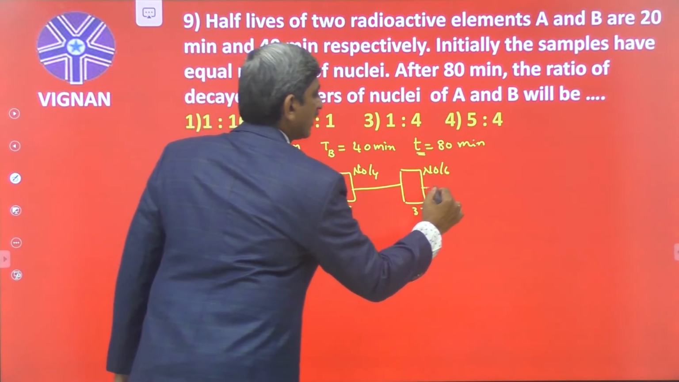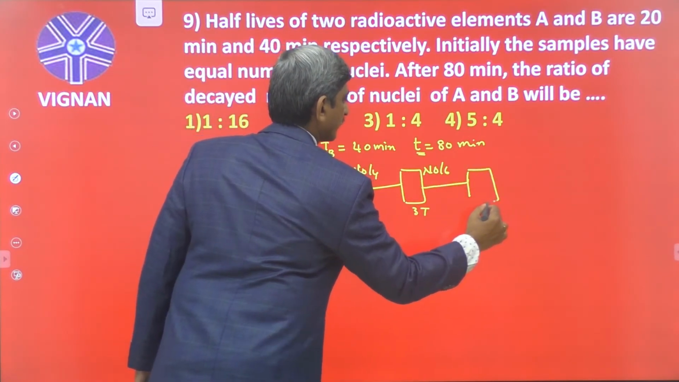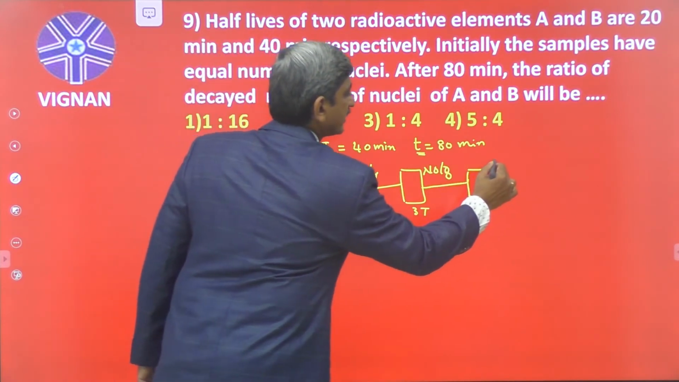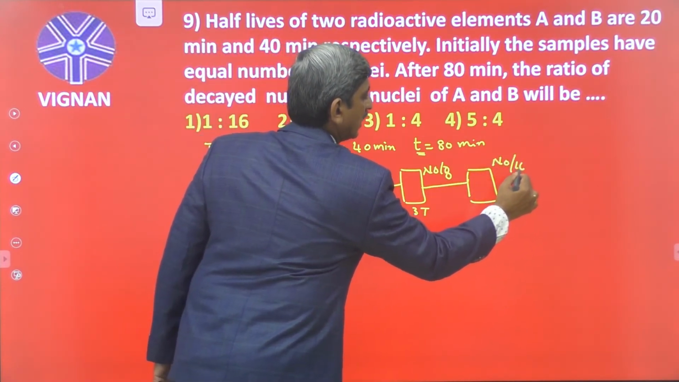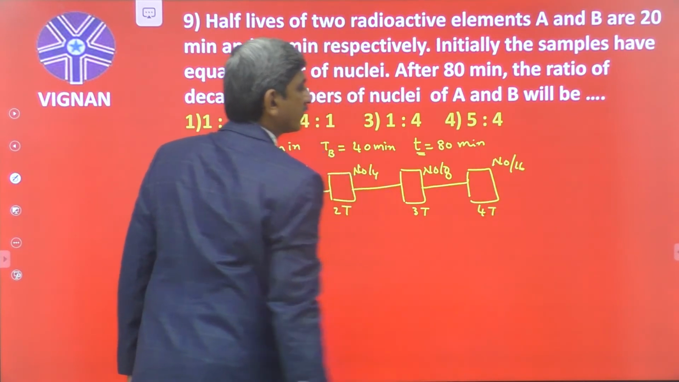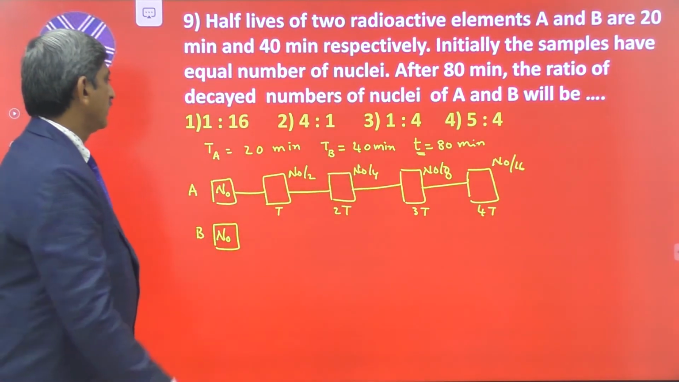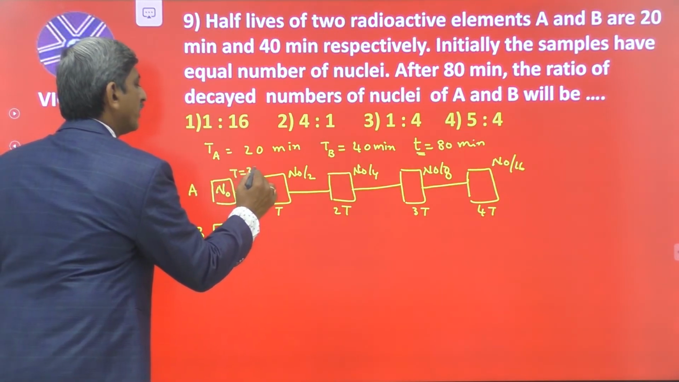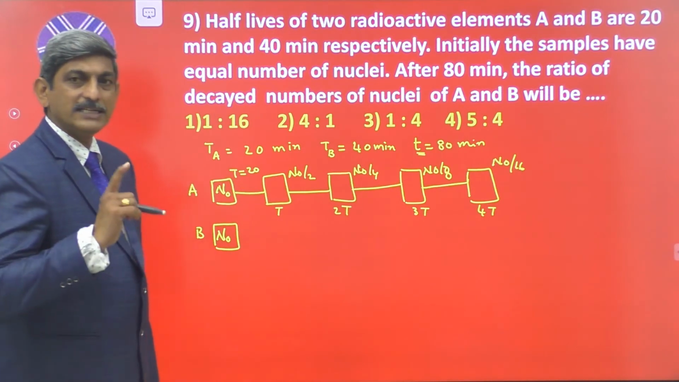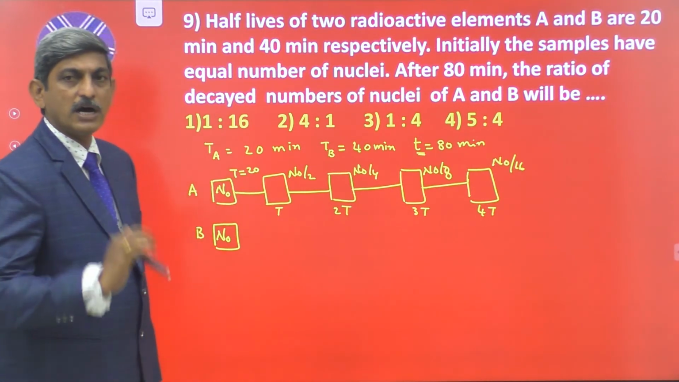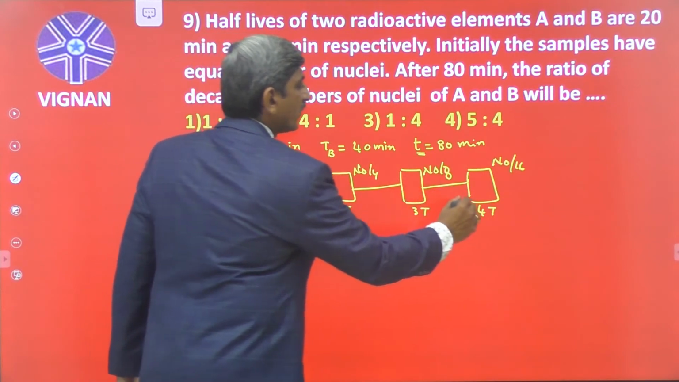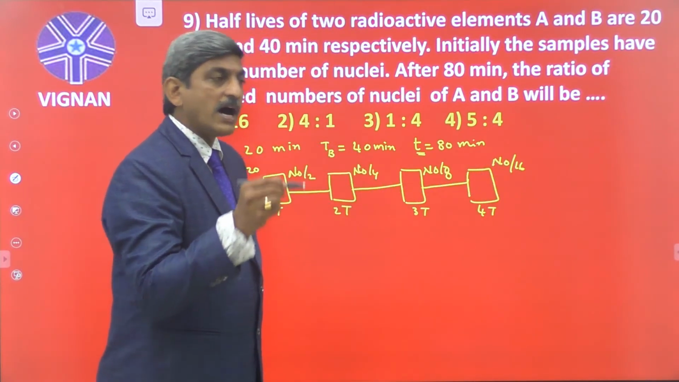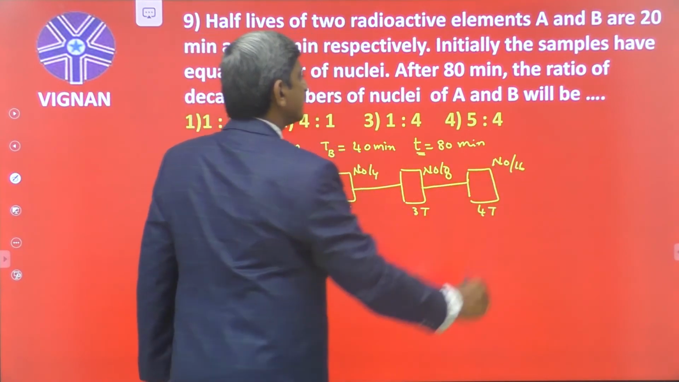And N0 by 8 after 3 half lives, and N0 by 16 after 4 half lives. That means for sample A, the half life time is equal to 20 minutes. That's why in the total time there are 4 half lives, and after 4 half lives the number of the radioactive nuclei left undecayed is equal to N0 by 16.